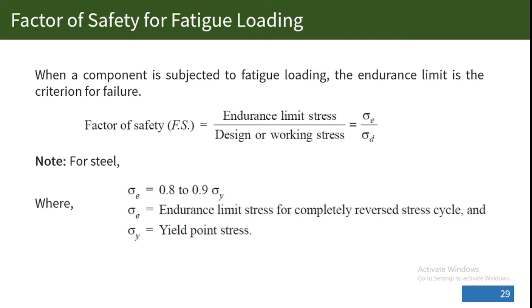Mathematically, the factor of safety is expressed as the ratio of the endurance limit stress to the design or working stress, and we know that the endurance limit stress is denoted by sigma E, and the design working stress is sigma sub D. Thus, the factor of safety when considering fatigue loading, Fs, is equal to sigma E over sigma D. Take note that for steel, which is commonly used in practice, the endurance limit is usually equal to 0.8 to 0.9 of the yield point stress, where in this expression sigma sub E is the endurance limit stress for a completely reversed stress cycle, and sigma sub Y is the yield point stress.